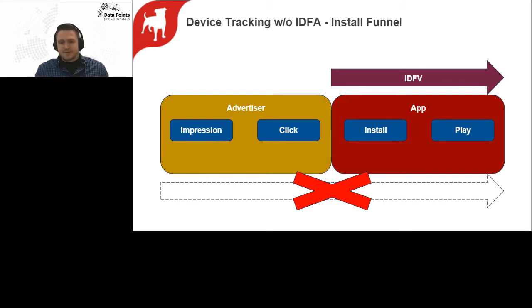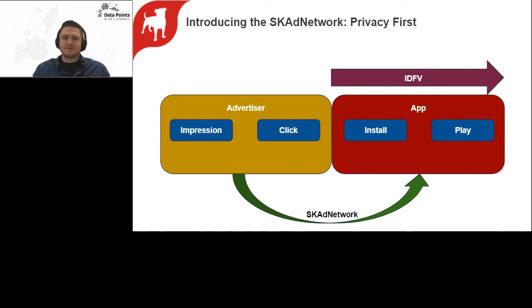Apple's aware of this, obviously, and one of the things that they posted when they announced that they were doing this was that they were going to have their own solution called the SKAdNetwork, or SKAdNetwork, or SCAN. There are a few names for it out there. This SKAdNetwork is supposed to give advertisers and apps the ability to communicate with each other again, but it's supposed to do it in a much more private way.